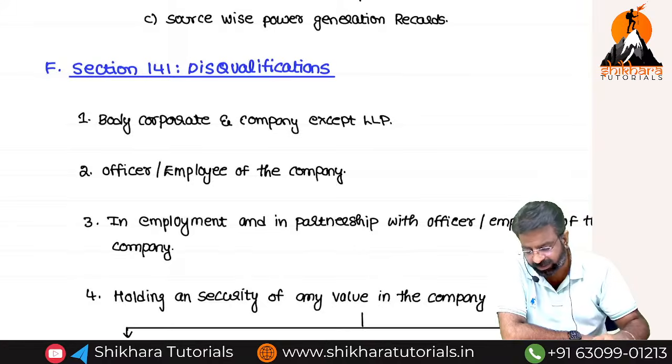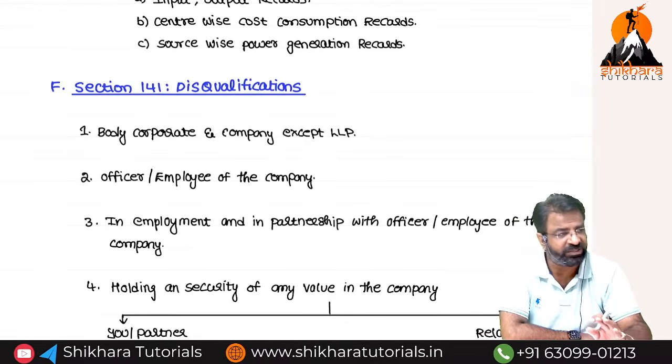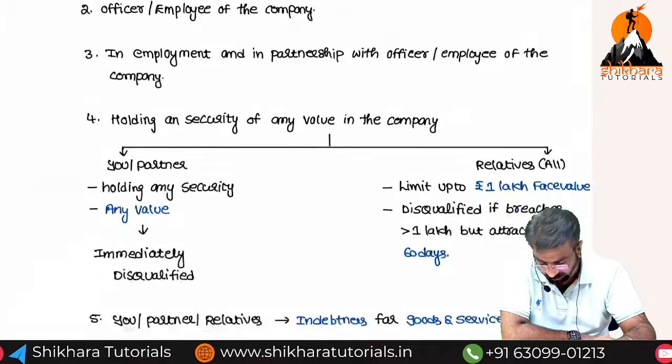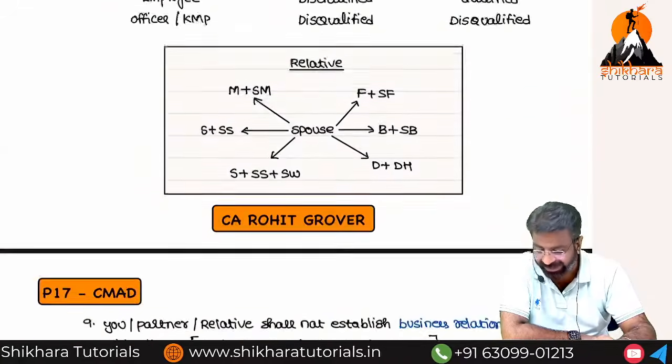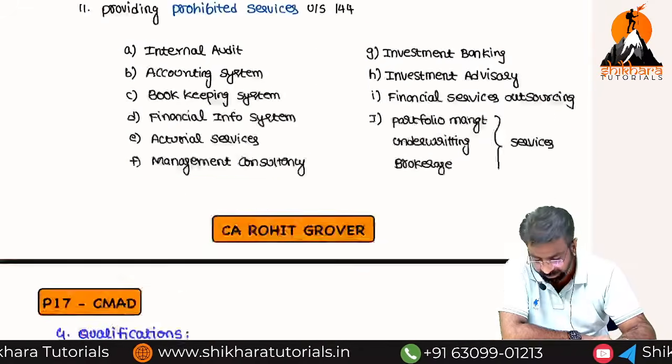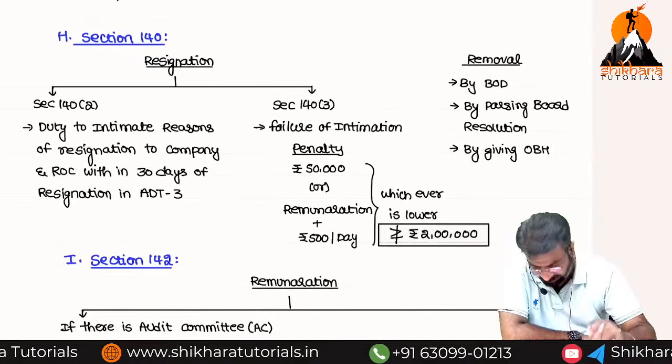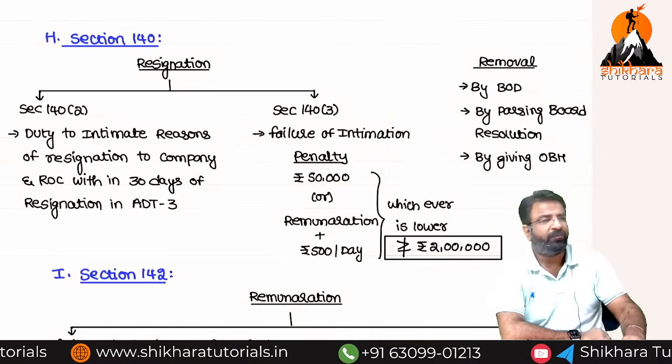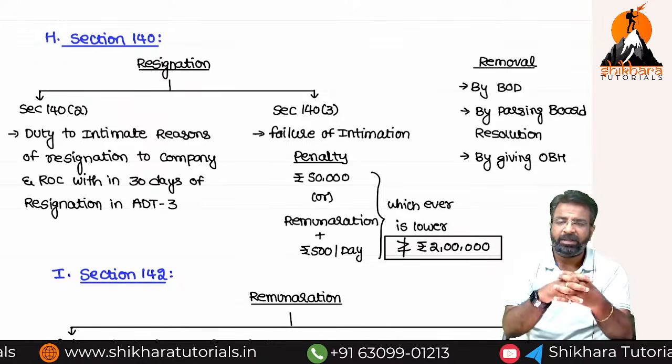Let me do one thing. Let me complete some small sections first before starting what? 141. Okay, in 141 total 11 disqualifications are there. How many? 11. And let's first do section number what? 140.